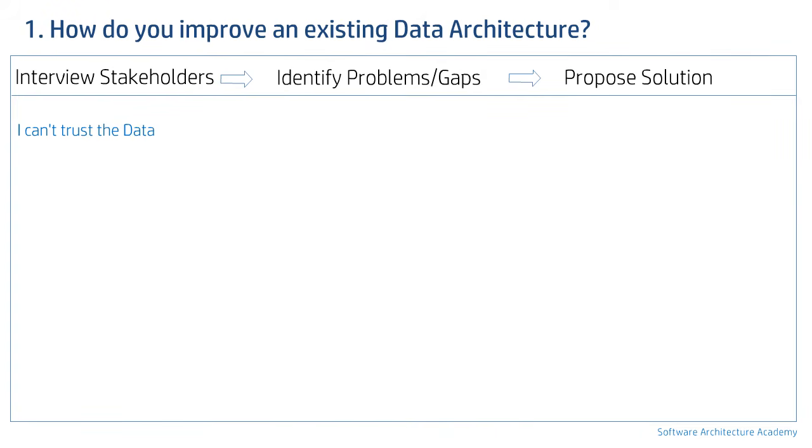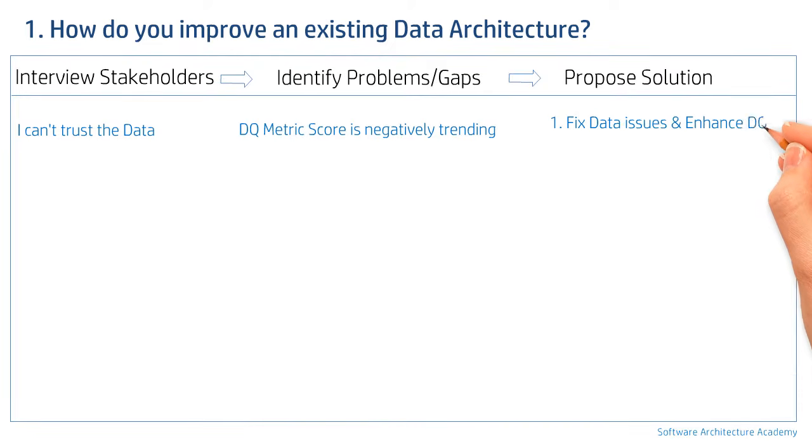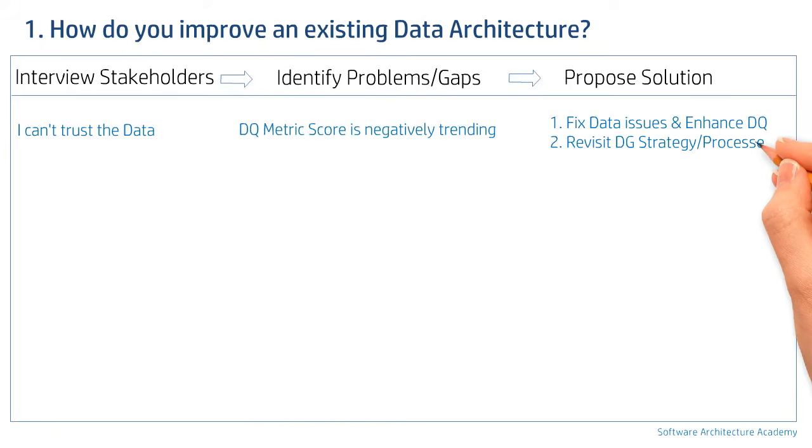Say, if a pain point is that the users are unable to trust the data, the problem could be bad data, which can be proved with the help of a negatively trending data quality metric. What's the solution that you can propose in this scenario to enhance the architecture? Fixing data issues and strengthening your data quality checks. Additionally, you can propose revisiting your data governance strategy since it's still causing bad data.